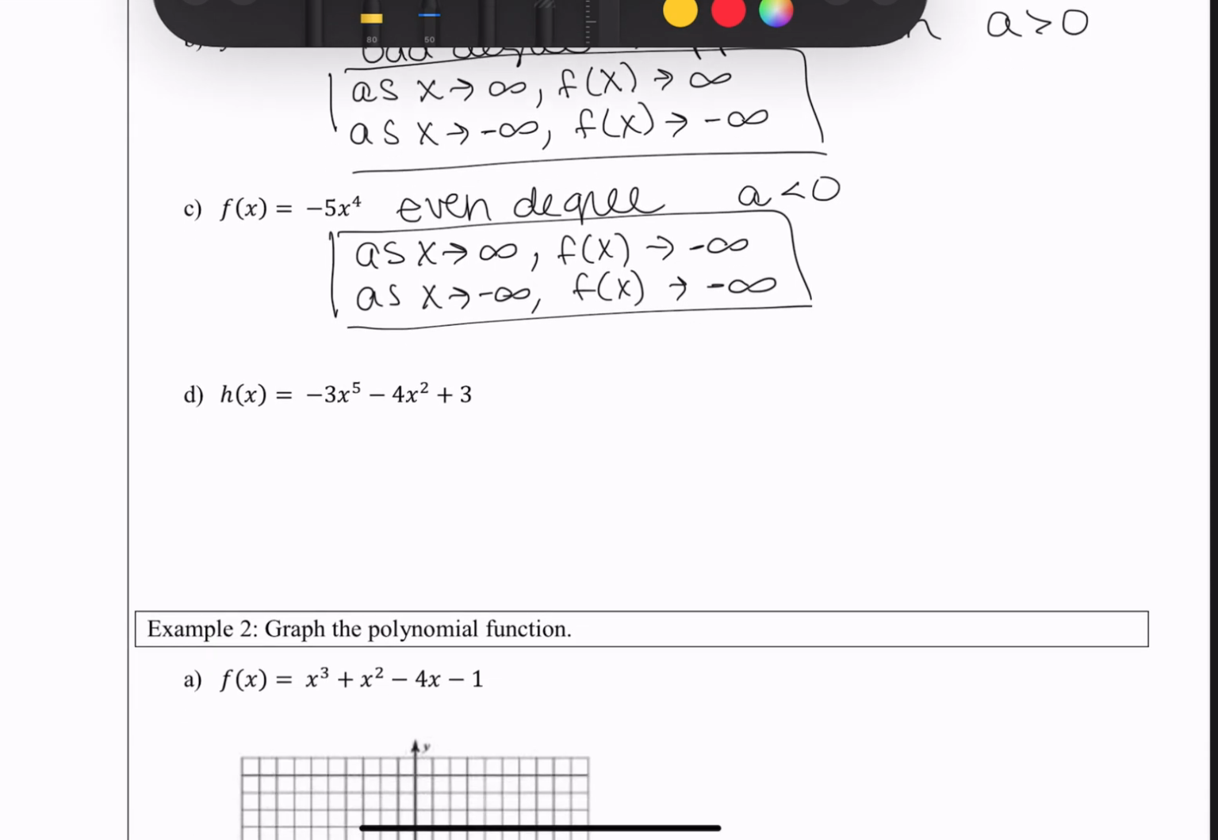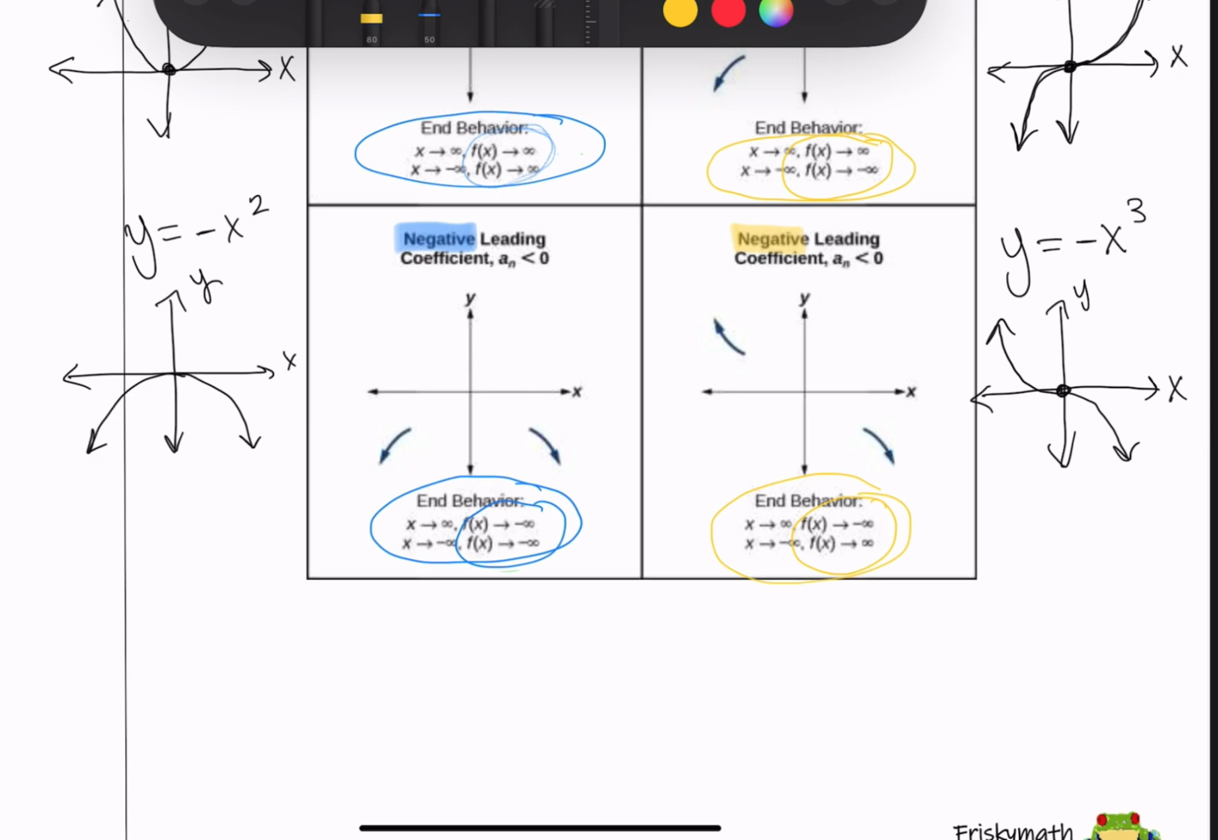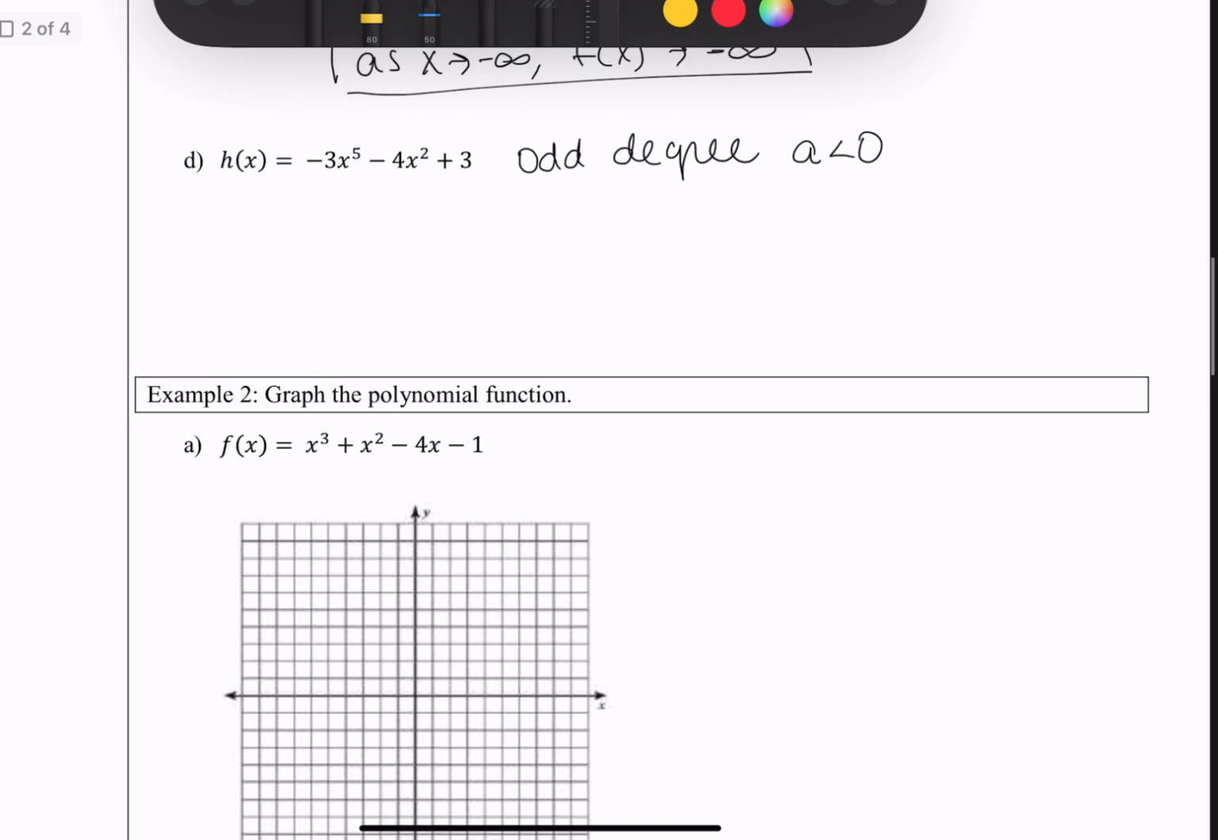All right, so now we've got an odd degree. Okay, and our leading coefficient is negative again. Well, we know if it's odd degree, it's going to have an opposite direction end behavior. And this time it's going to be up on the left and down on the right. So we can say as x gets big or goes to infinity, f of x goes to negative infinity.